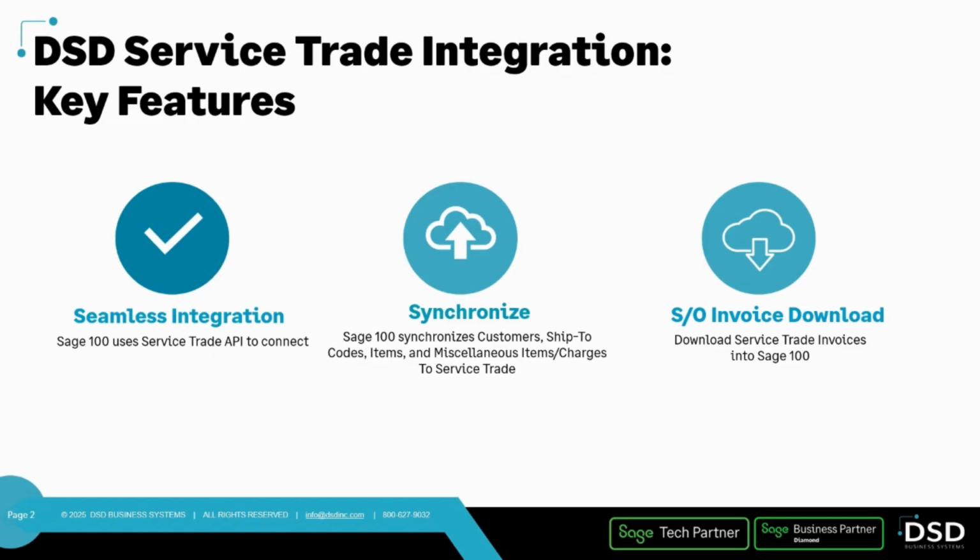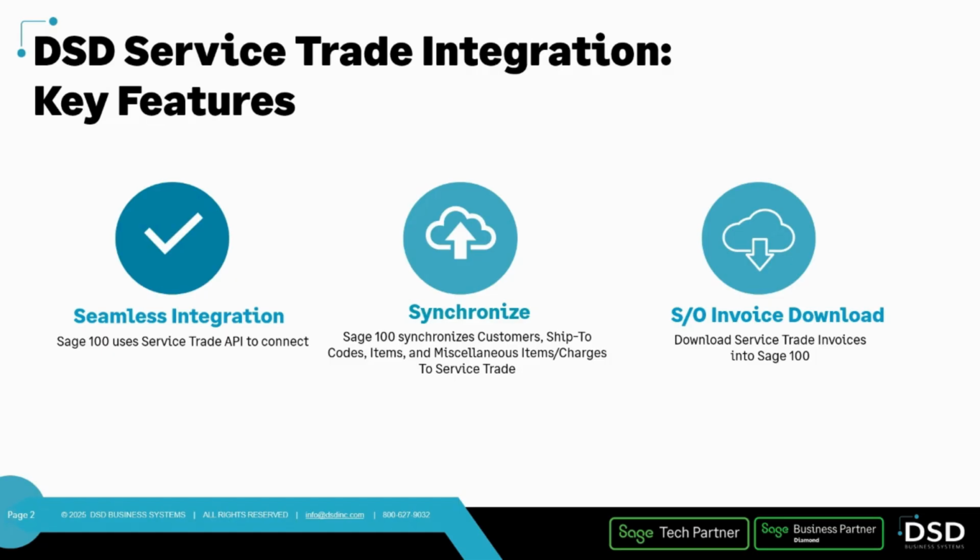So if you create an item or a customer in Sage 100, it'll create it in ServiceTrade. And then from there, any changes that are done to that record, whether it's a customer or ship-to or item record in Sage 100, it will automatically update to ServiceTrade. And then there's the invoice download.